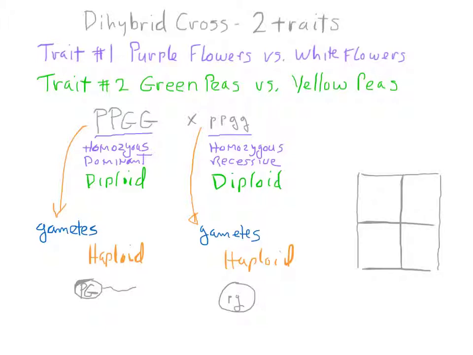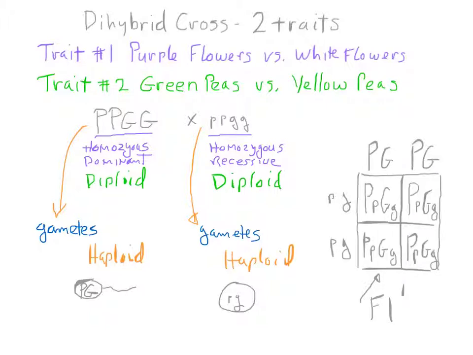So let's work out the Punnett square to determine the outcome for the F1 generation. In this column we'll put, say, the male's gamete, big P, big G, and on the side we'll put the female's gamete, little p, little g. And as you can see, all the F1 are heterozygous for both traits.